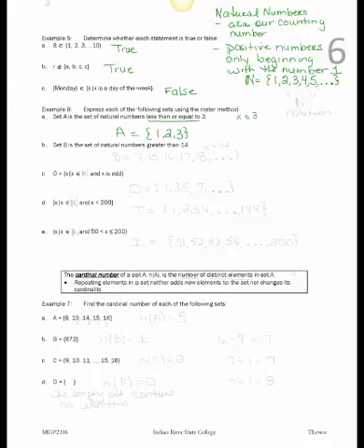Letter B. Set B is the set of natural numbers greater than 14. So my question to you is, will 14 be part of this set? Will it be one of the elements in the braces? No, but we're looking for all numbers that are greater than 14: 15, 16, 17, 18. We can keep going. We write three dots, which means it's continuous.